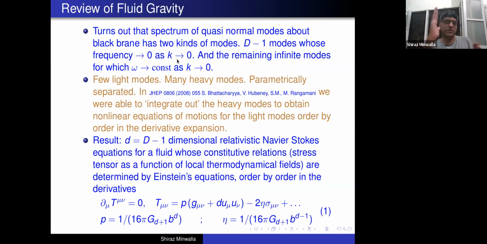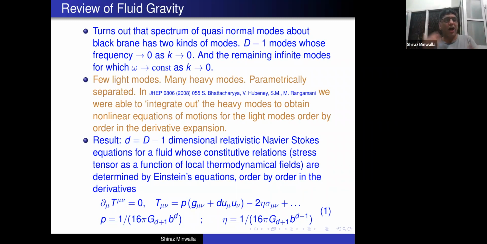So you look at the quasi-normal modes as a function of spatial momentum. Take the limit k goes to 0. At any k, including in the limit k goes to 0, there's an infinite number of quasi-normal modes. Most of these are massive, but there are d-1 massless modes in the limit k goes to 0. D-1 modes whose frequency omega goes to 0 in the limit spatial k goes to 0. So we're in a situation where we've got a few light modes, these few massless modes, separated by a gap from very many heavy modes.